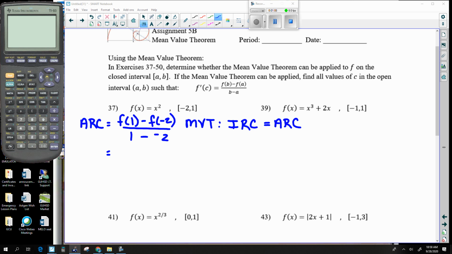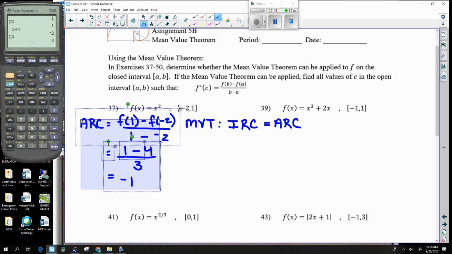And so f of 1, this is pretty easy, it's x squared, so that's 1 minus negative 2. It's going to be positive 4 all over 3, and so this is negative 1. Okay, so we have the average rate of change.